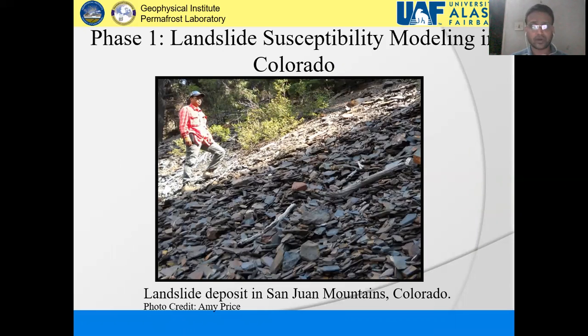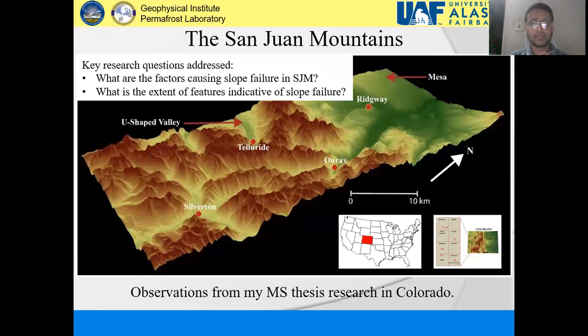The first phase of my work was carried out as part of my master's thesis, which involved GIS-based landslide susceptibility mapping in Colorado. The San Juan Mountains have a legacy of slope instability.